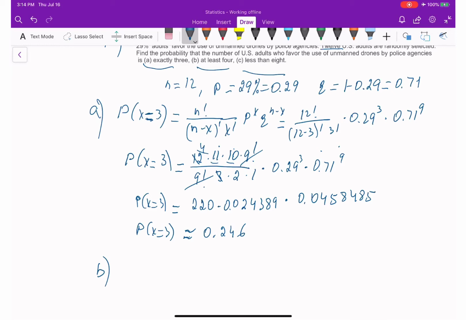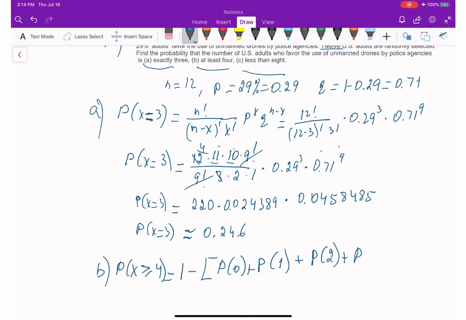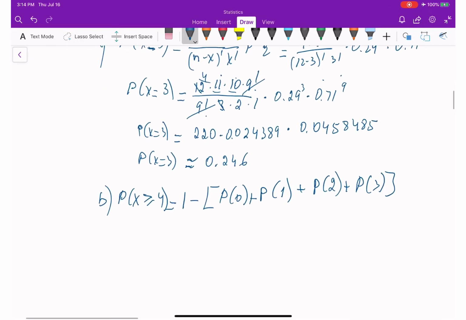What is our B? At least 4. So probability for at least 4, meaning greater or equal to 4, is equal to 1 minus probability of 0, probability of 1, probability of 2, probability of 3. Okay? So why is that? Because, look here: 0, 1, 2, 3, 4. We need 4 and more, right?